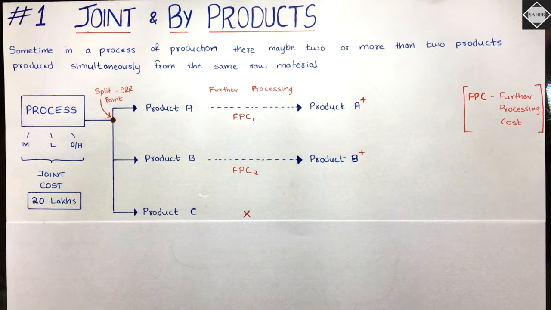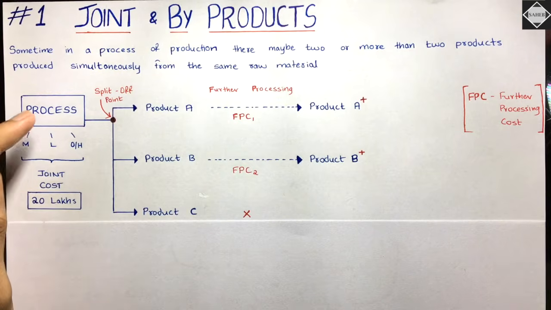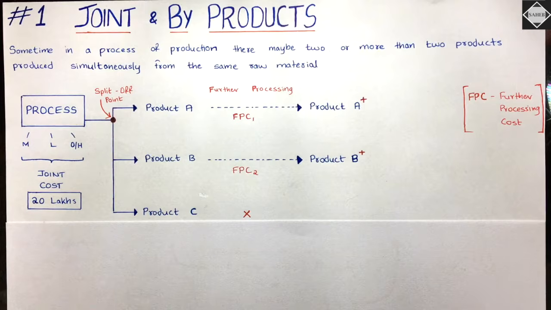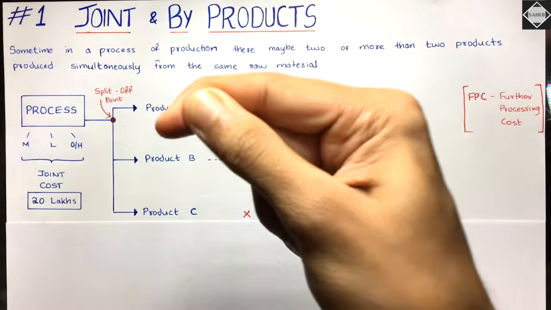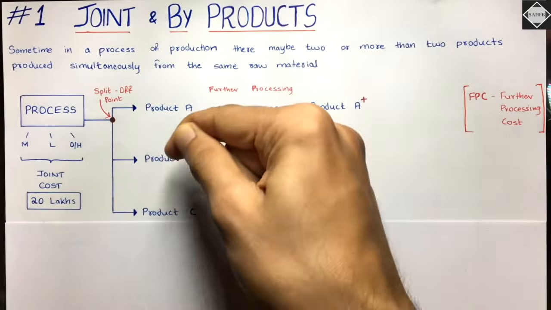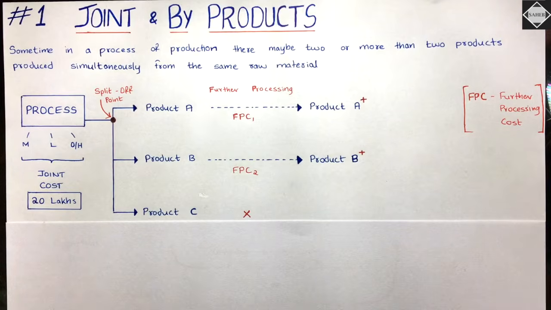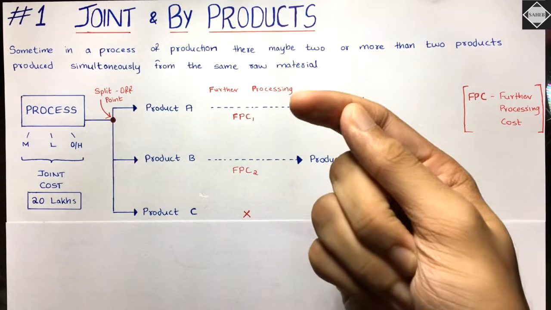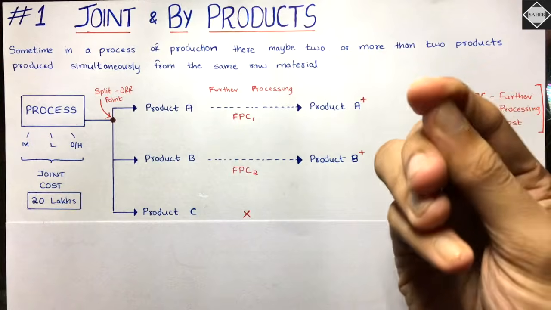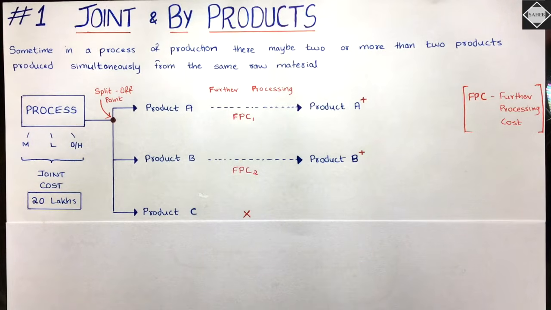Yeah, so your intention was just to process the raw material, but you got so many products, right? So that's the thing. You don't know how much cost has been incurred exactly for product A, for product B, for product C. You don't know that. That's the problem. So that is why what you have to do, simple common sense, you just have to use some basis.